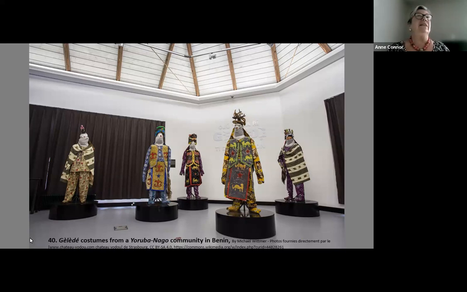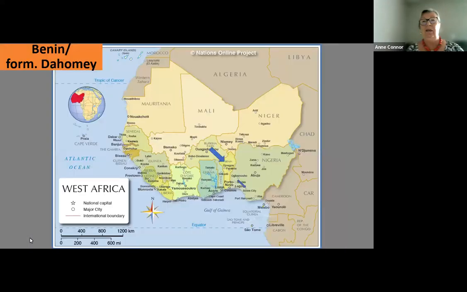Now, part of that region where the Yorubas was Benin, which is formerly Dahomey, and has taken the name of Benin not too long ago. Prior to 1600, Benin comprised a variety of areas with different political systems and ethnicities. They had city-states along the coast, and that had Yoruba and other population.